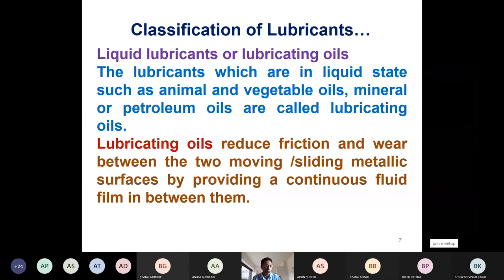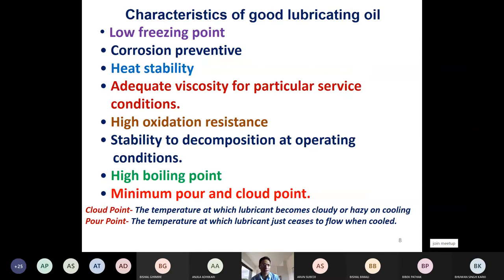And the characteristics of a good lubricant. Good lubricants have the following properties. It should possess a low freezing point, and it should prevent corrosion, and it should be stable toward heat, and should have adequate viscosity for the particular surface. At working time, it will run well if it has adequate viscosity, and it should be resistant to high oxidation and stable to decomposition at operating conditions, and should have a high boiling point.